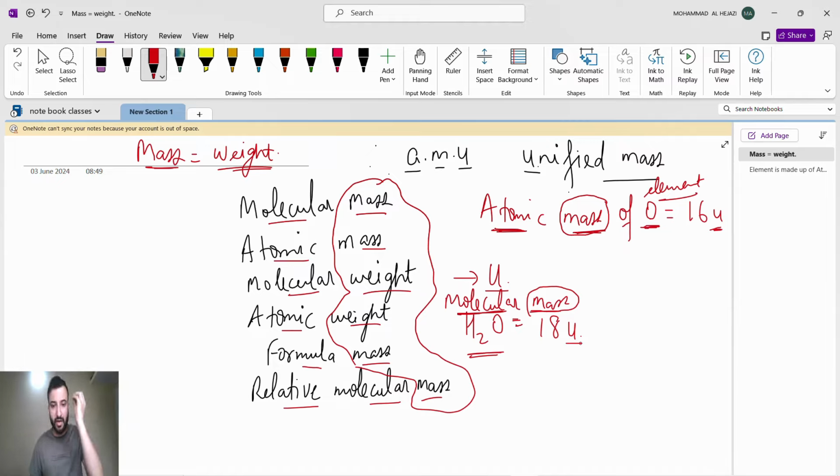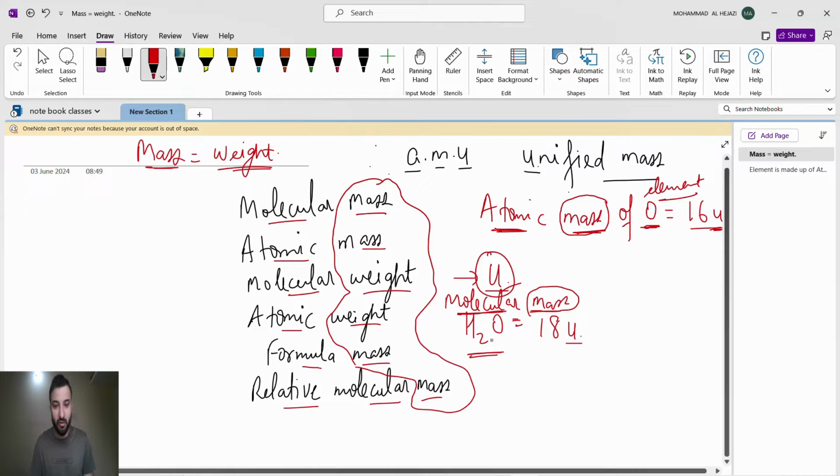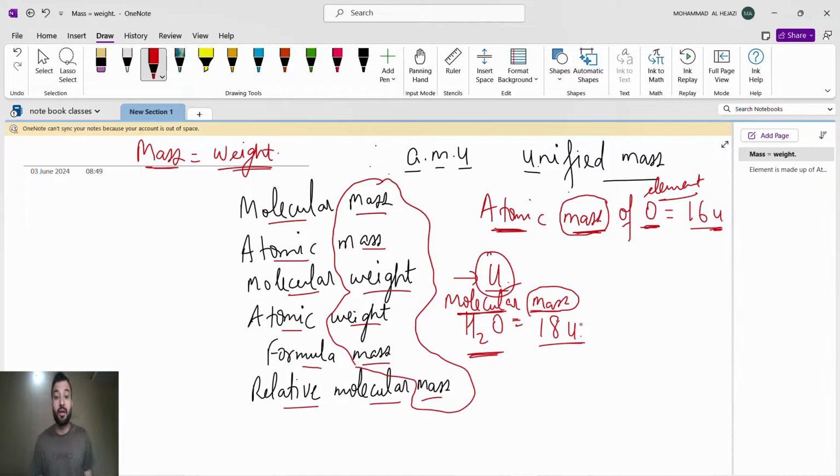Atomic mass, molecular weight, atomic weight, formula mass, relative molecular mass, all of these, either it is a mass or it is a weight, all are expressed in U. See, atomic mass of oxygen is 16 U, molecular mass of water is 18 U. Okay, but you will ask, sir, what is this U? What is this U? 18 U, 16 U. Carbon is 12 U, atomic mass of carbon is 12 U.